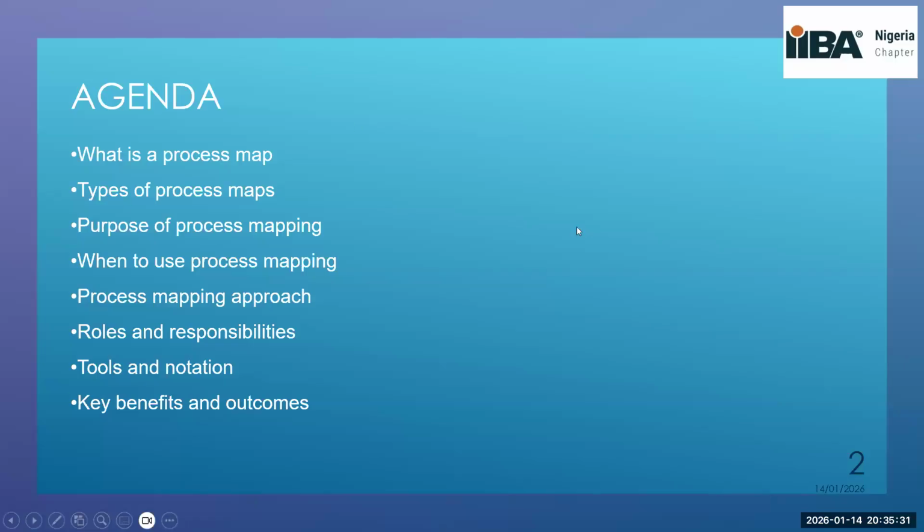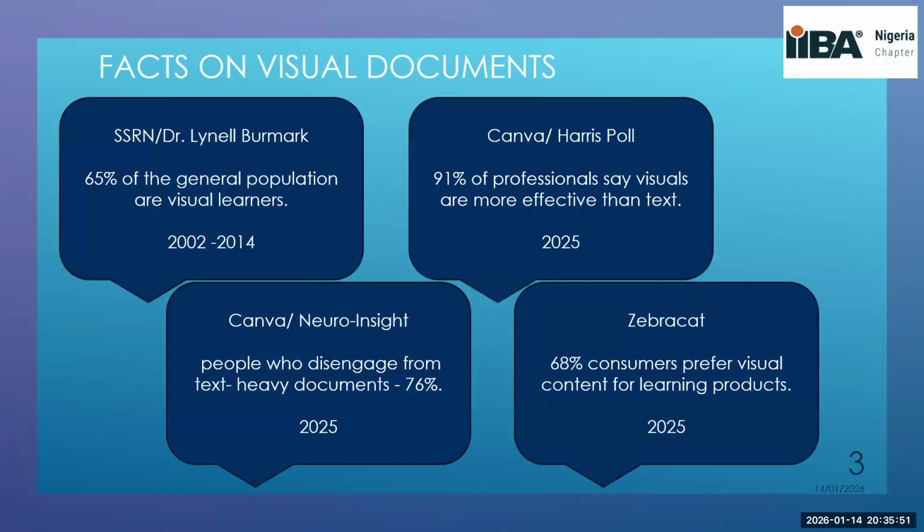What is a process map? The types, the purpose of process mapping, when to use it, the approach, and our roles or responsibilities as business analysts, the tools that are used for process mapping, and key benefits and outcomes.